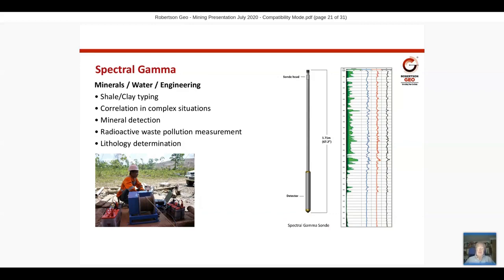Another very useful tool is Spectral Gamma 4, which basically has a detection capability for potassium, thorium, and uranium. So this is useful in applications where you need to type the shale or clay, which can be used for correlation in very complex interbedded situations. Mineral detection. We've had applications where the tool's been used for radioactive waste pollution measurement in nuclear power stations, for example. And again, it can be used to determine the lithology. So you see a rather large detector at the base of that tool, and it produces the three curves of potassium, thorium, and uranium on the right-hand side.